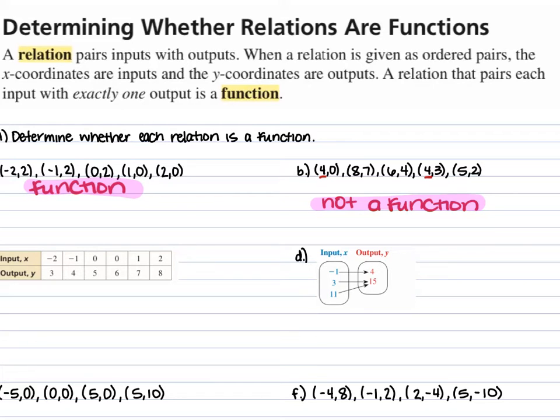For C, we have our input, which is negative 2, negative 1, 0, 0, 1, and 2. Those are our x values. In order for this to be a function, our x values cannot repeat. We do have 2 zeros here. So because we have 2 zeros, this one is not a function.